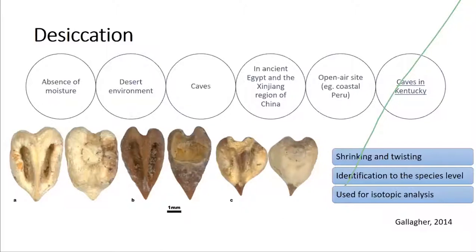And what I also want to point out is how desiccation actually happens: water evaporates from the plant. This process causes shrinking and twisting, particularly of softer, moisture-rich plant parts such as leaves, fruits, and flowers, except wood and seeds. I also wanted to mention that it's possible to use them for isotopic analysis.